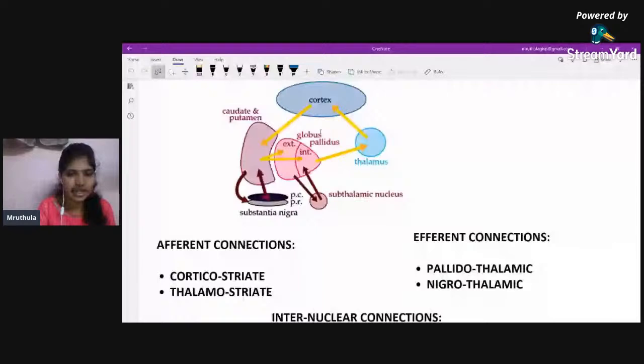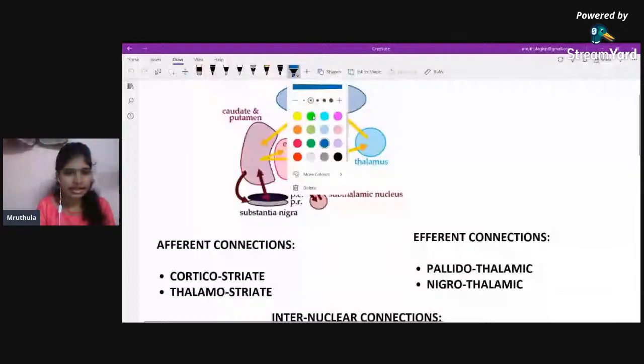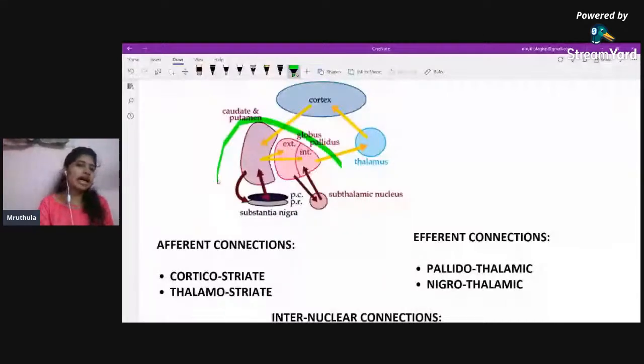Now, if you see this picture, what you can see here is the basal ganglia, right? I just marked it in green color. This is the basal ganglia. The other two which are present outside are the cortex, and then we have the thalamus. Okay, cortex in the superior aspect and thalamus here.